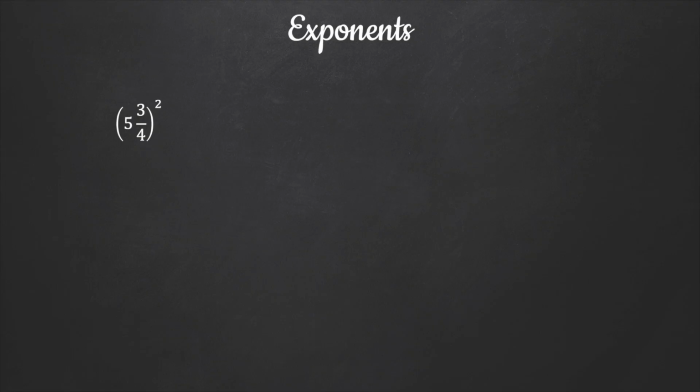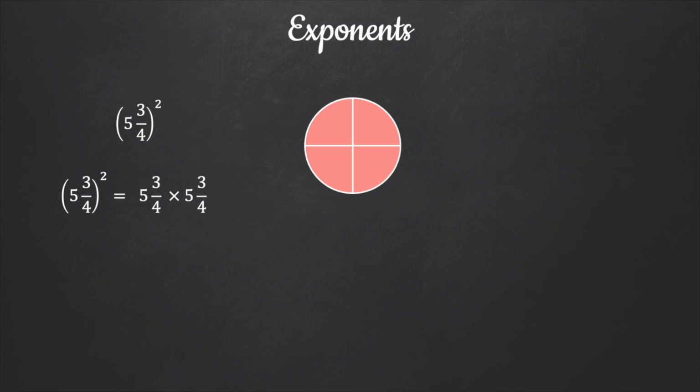Here we have our final example, which is 5 3/4 to the power of 2, or we could read this as 5 3/4 squared. The first thing we want to do is write this using repeated multiplication. So that means that 5 3/4 squared is equal to 5 3/4 times 5 3/4. Because we're talking about fourths, keep in mind that it takes 4 parts shaded out of 4 equal parts to make a whole. So one whole would be 4 out of 4.